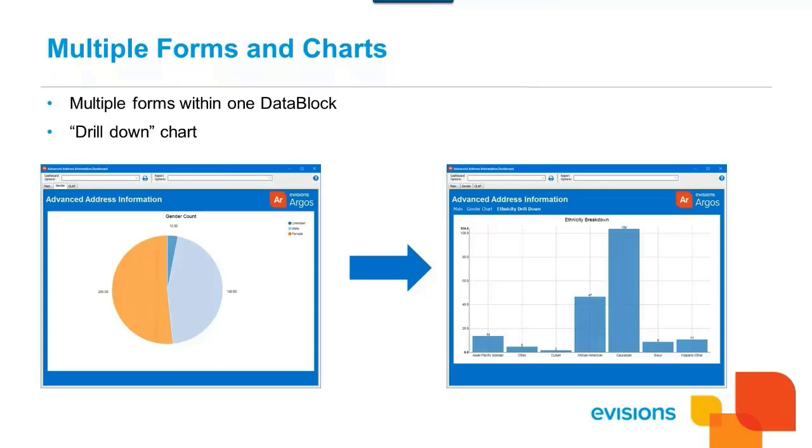And we'll take a look at how to create new forms and how they can be accessed. We'll also take a look at how to create a chart and how charts and forms can be used together to create a drill down chart. Today, we'll be working with the address information data block, the same data block you've seen in previous trainings. So let's begin by opening Argos.